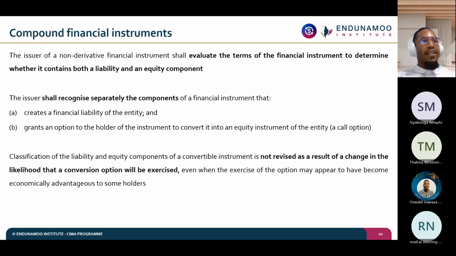when you classify the financial instrument into its components, being the liability and the equity component, you do not go back to revise it later on when you realize that the likelihood of the conversion taking place is now greater than the likelihood of settlement taking place, or vice versa. Once you've classified the 2 components at initial recognition, you keep that as is, regardless of whether circumstances change along the period of time that the compound financial instrument is ensuing.